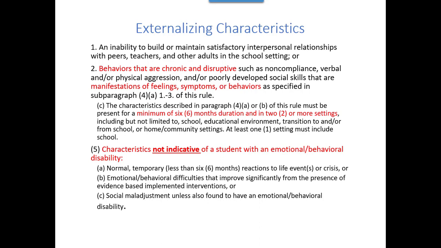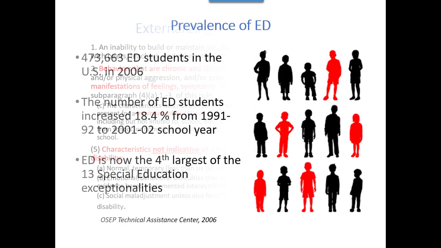So these 3 are the rule outs. If it's not an adjustment disorder, it can't be an adjustment disorder only. If a response to intervention for a social emotional behavioral problems works, then it's not this. So you have to fail to respond to that kind of intervention. And it can't just be social mal.